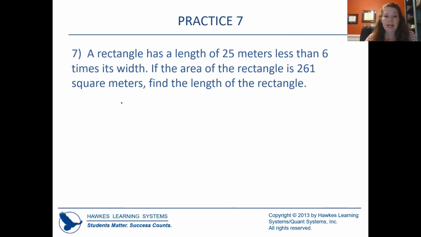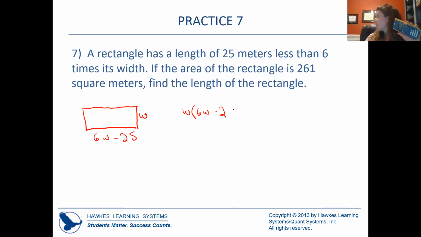All right, I think this is our last one. It's the rectangle again. So we have a rectangle with a length and a width. It always gives us information about the length, but not the width. So the width is unknown. The length is 25 meters less than 6 times the width. So 6 times W less 25. It tells us the area of the rectangle. So we're going to multiply the width times the length and get a total of 261 square meters.